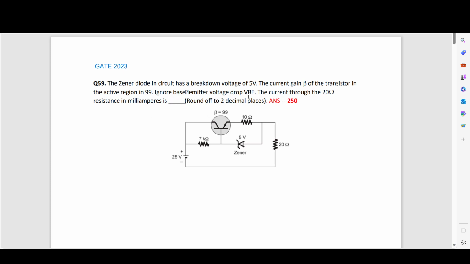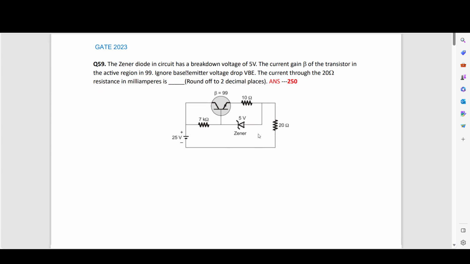Ignore base emitter voltage drop VBE. You can consider the VBE as zero voltage. The current through the 20 ohm resistance in milliampere is... You have to find the current through this resistance. So the correct answer is 250 milliampere, and we will see how we can reach that answer.